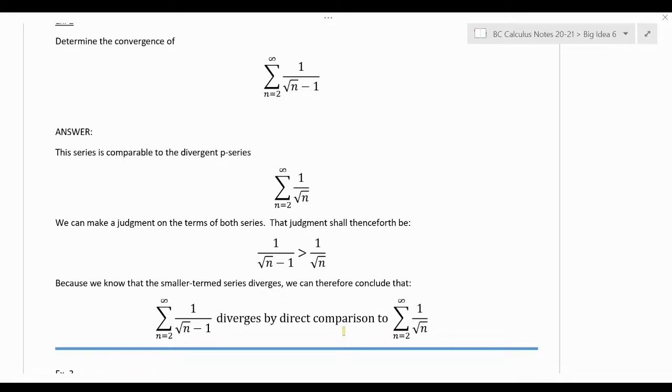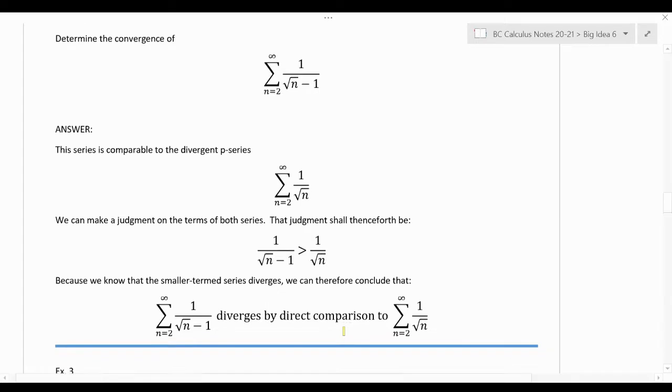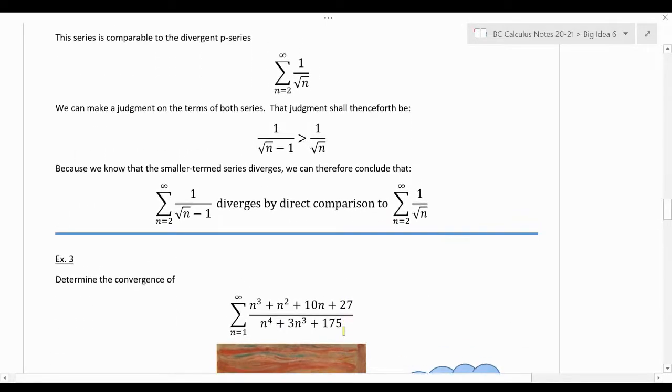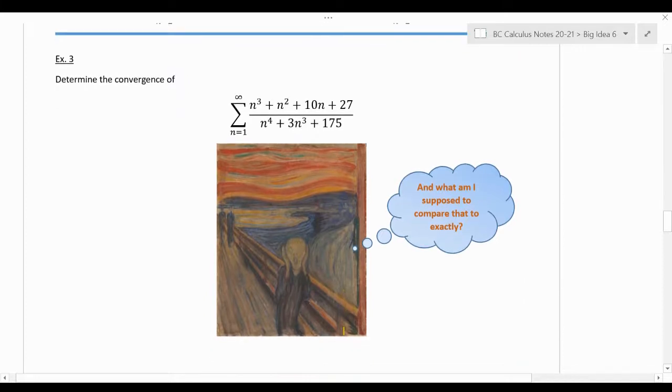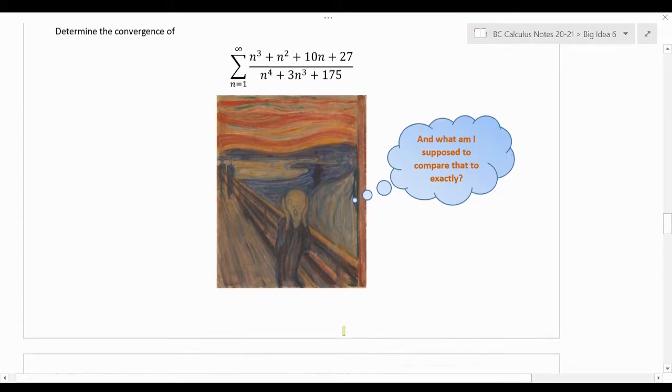Direct comparison, really nice, really quick. As long as you can make that judgment, the greater than or less than, it's pretty easy to establish convergence or divergence. Let me show you one that's a little bit tougher. All right, so take a look at this example number three. Determine the convergence of, that looks nasty. What in the heck am I supposed to compare that to? What's that always bigger or smaller than? I have no earthly idea what we're gonna do there.